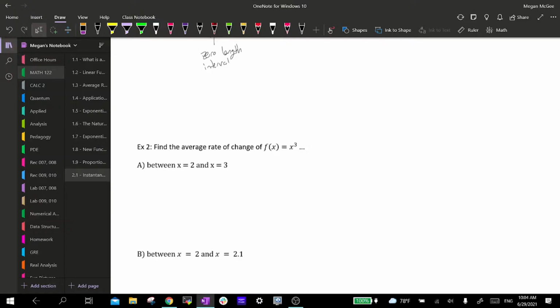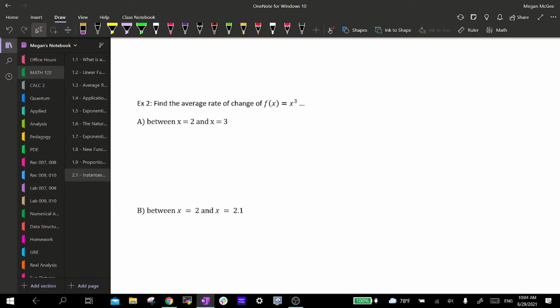Alright, so example 2 asks us to find the average rate of change between different points listed here. This is the same function as before, x cubed. Alright, and here we have between 2 and 3. So, a is 2, b is 3. So we have f of 3 minus f of 2 over 3 minus 2. Well, f of 3 is 3 cubed minus 2 cubed, over 3 minus 2. Well, 3 minus 2 is just 1. And I went ahead and plugged this into a calculator, and we get 19.